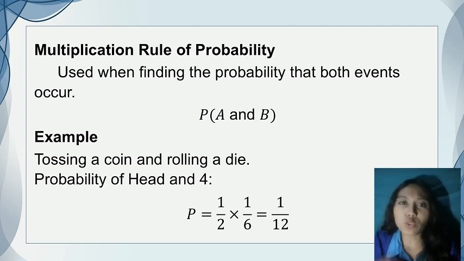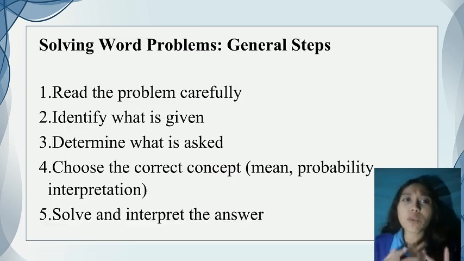So you can answer this question. What is the probability of rolling a 3 on a die and flipping tails on a coin? A, 1/2; B, 1/6; C, 1/12; D, 1/3. Now we will move on to solving word problems.